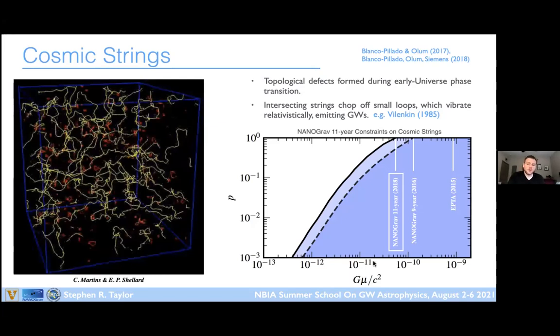So we can put constraints on the cosmic string tension and also the probability that they chop off small loops whenever they interact with each other. I'm going over this very quickly, but hopefully giving some references here if you're interested.